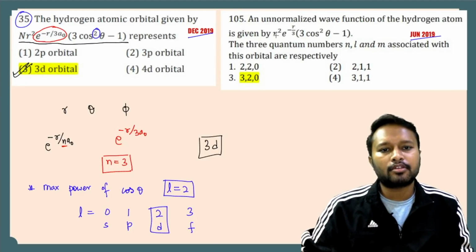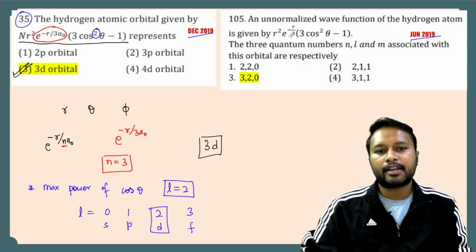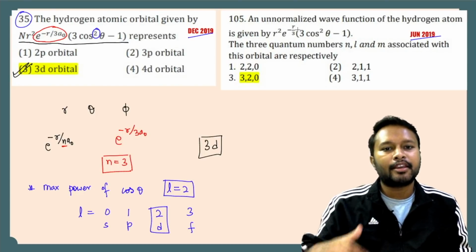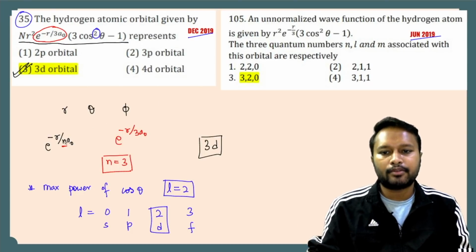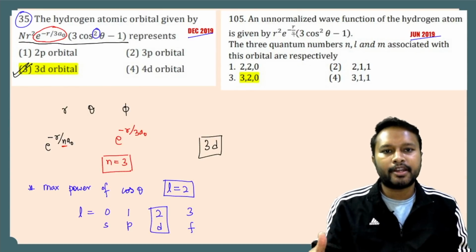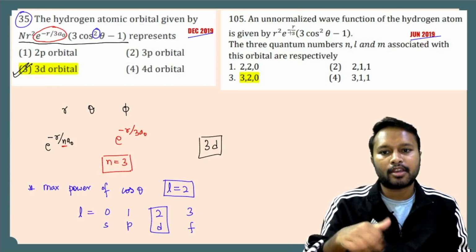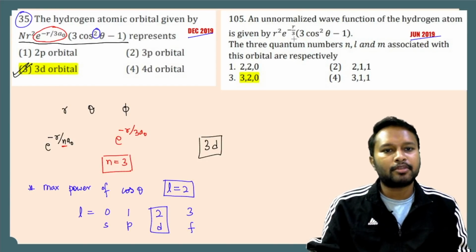In the other question also you can just relate it like that. You just have to look for the exponential part and the denominator of that. If you don't have a naught, just like you don't have an a naught over here, then whatever the denominator is, that is going to be the value of n, the denominator of r by something. So r by n, that is going to be the value of n over here.